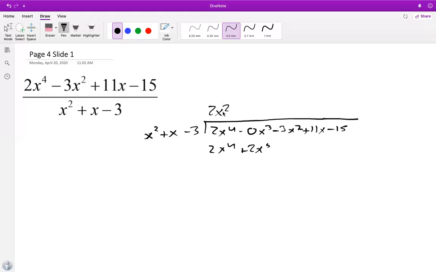2x squared, and now this is 2x squared times -3 is -6x squared. Now I subtract: 2x to the fourth minus 2x to the fourth is 0. 0 minus 2 is -2x cubed. -3 minus -6 is +3x squared. That is x squared, I just wrote it wrong. Now I'm going to bring down the 11x.